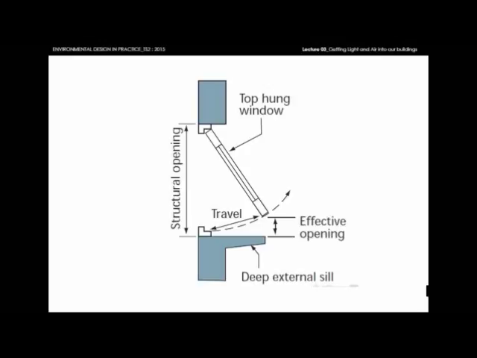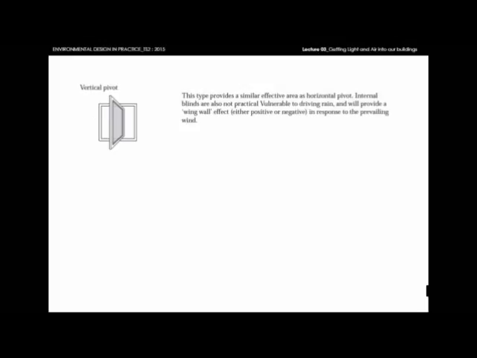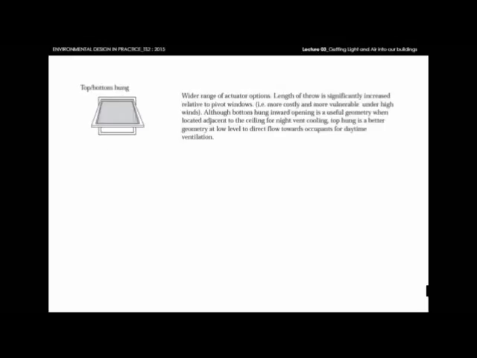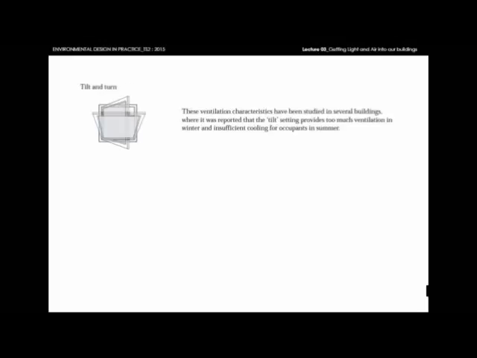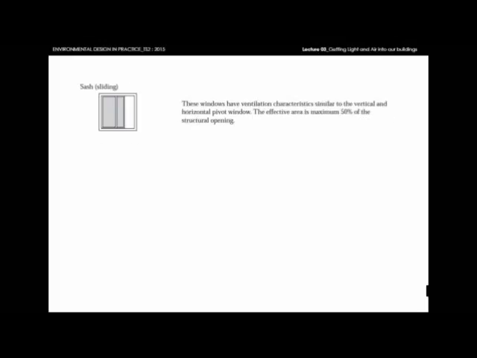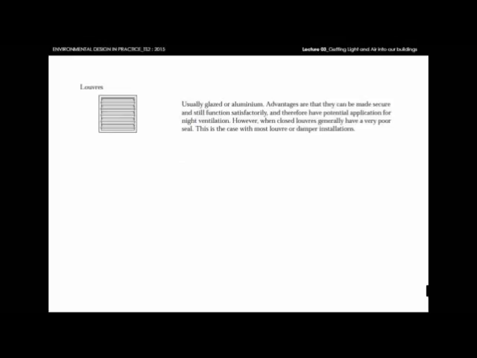There are many types of windows. Have a look at what yours is. You could have a horizontal pivot, you could have a vertical pivot, you could have a top or bottom hung, you could have a side hung casement, you could have a tilt and turn, you could have a sash sliding, you might even have louvers.